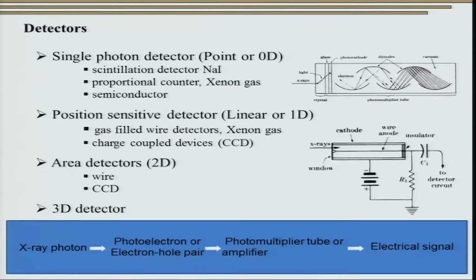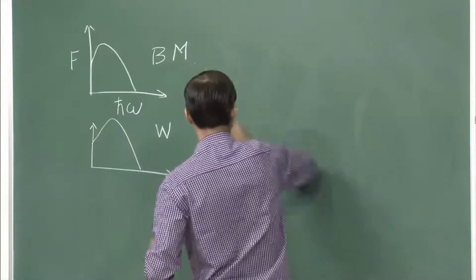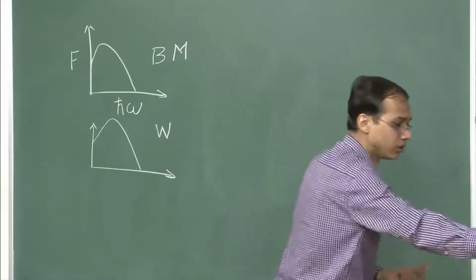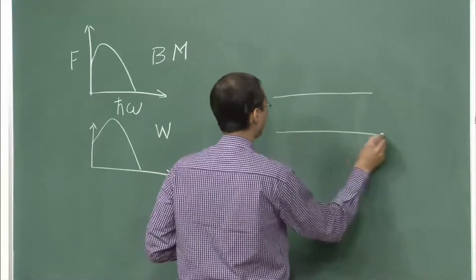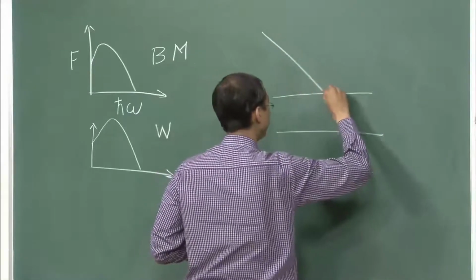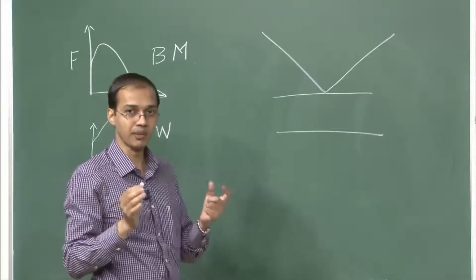So, let me first talk about the concept of dimensionality of detectors. All of us know that Bragg's law is not as simple as it sounds, and it is anything but just reflection of X-rays. This is how generally we draw Bragg's law, incident beam, and this is the diffracted beam. But all of us know that this is not exactly what happens.